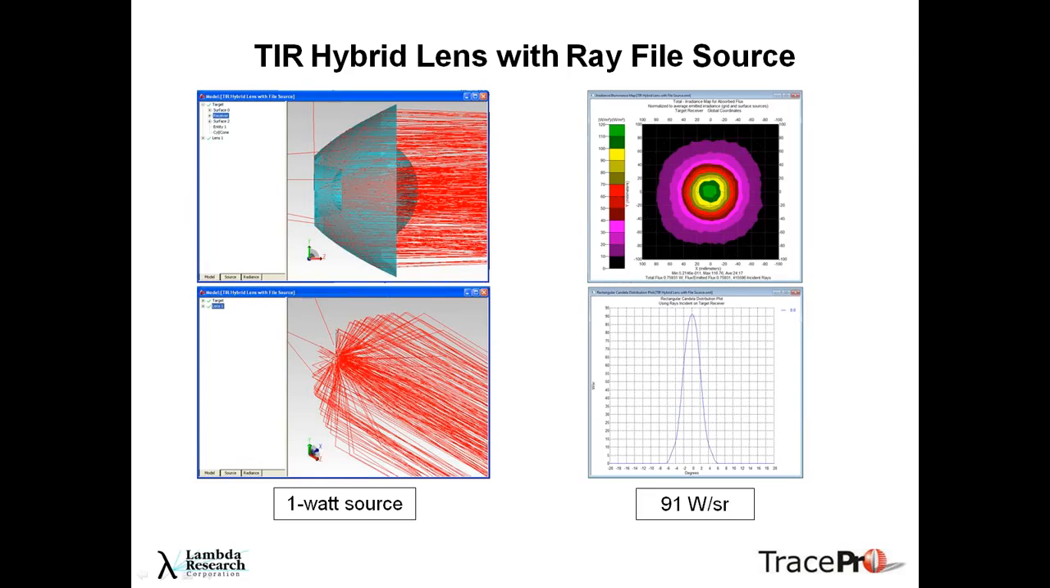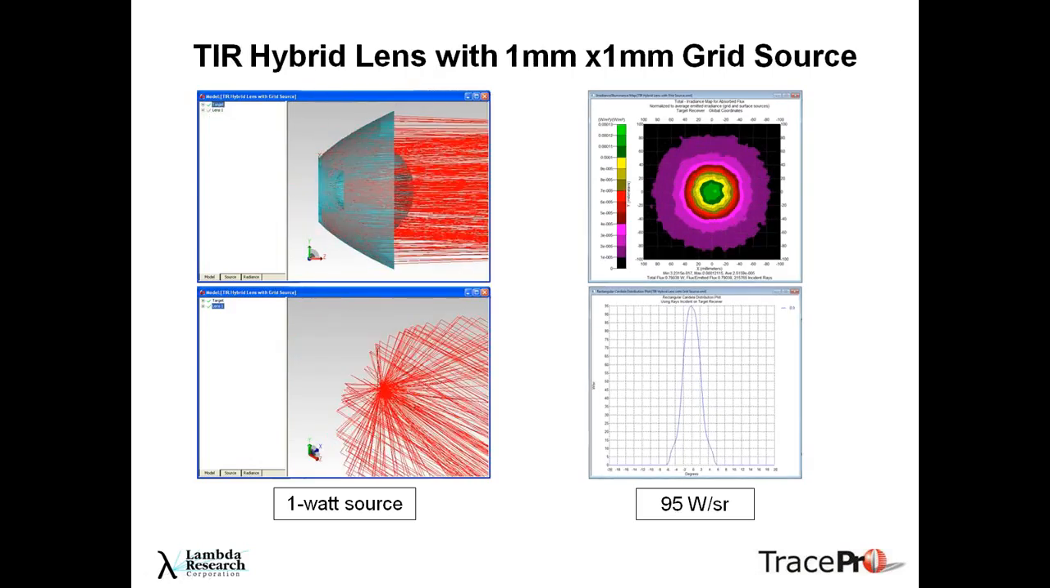I also went, in this case this is an Osram LED, I think it's a Golden Dragon Plus that I used here. I downloaded a ray file from the website, and I inserted the ray file into the model, used that as my source. Again, my irradiance map looks very similar.